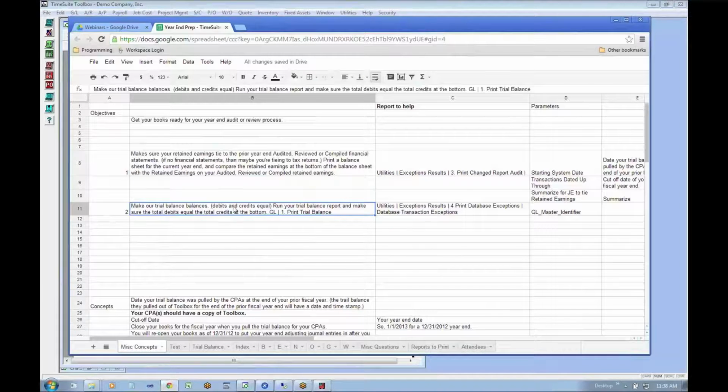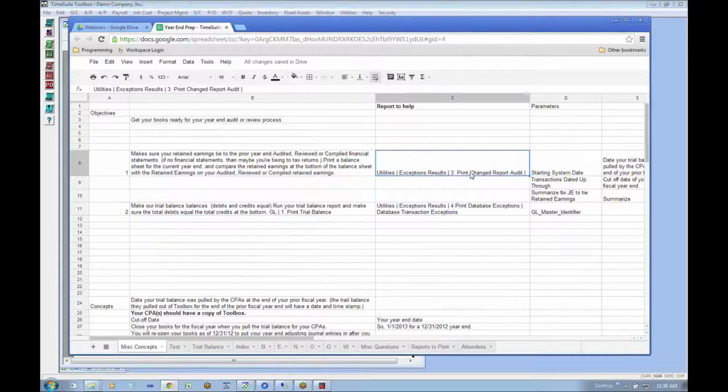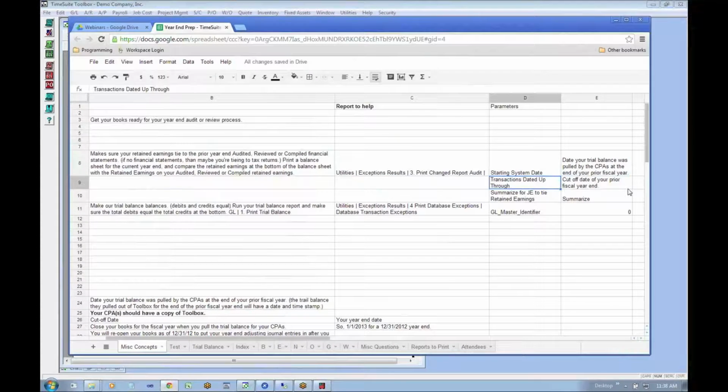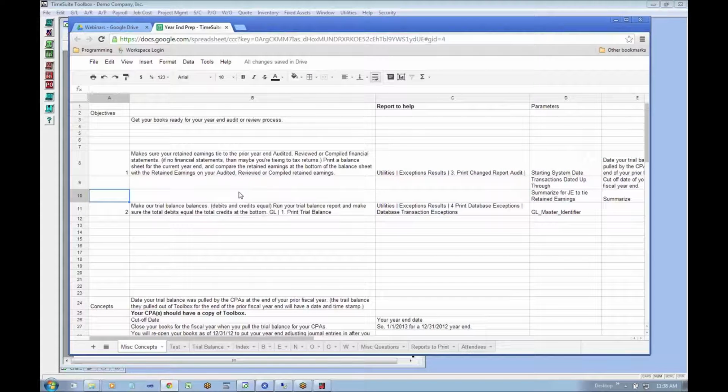So the next thing we want to do, here we have the utilities exception results, print change report audit: your starting system date, your transactions up through date, and the summarized for journal entry to tie to your retained earnings. Okay, and these are the things that you'll put. The date your trial balance was pulled by the CPAs at the end of the prior fiscal year. The cutoff date, which was 12/31/2012. And the very last bottom parameter was summarized, to basically give you the journal entry to tie your retained earnings out. Okay.